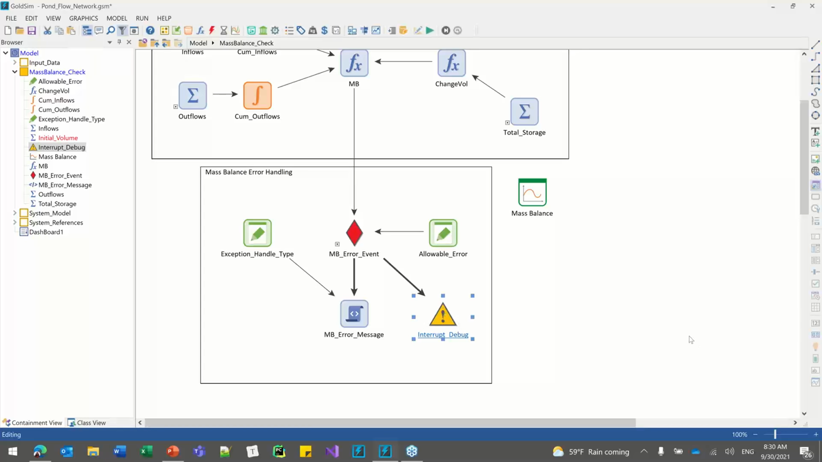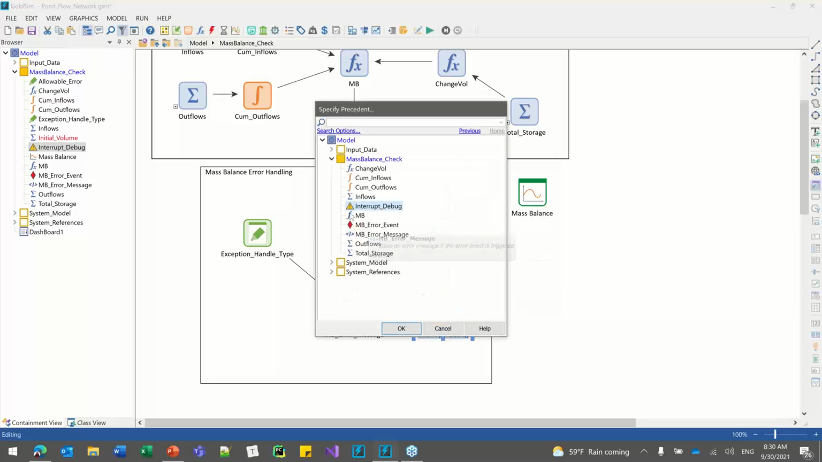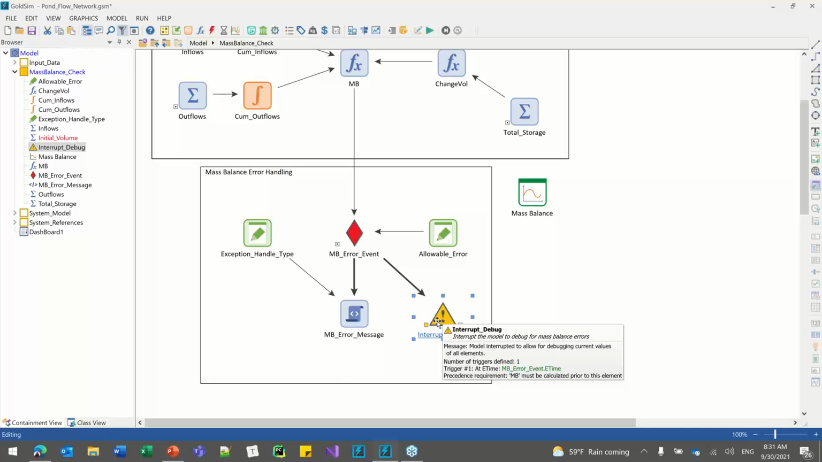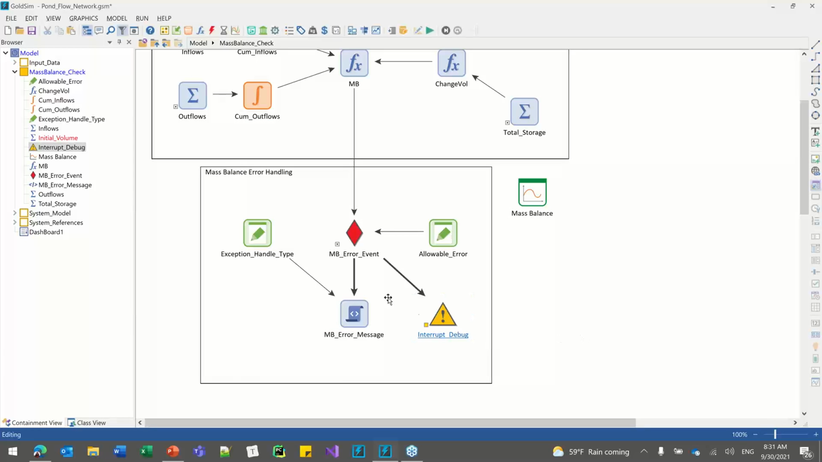So what you want to do is highlight the element, right-click and select Specify Precedent, and then go find the element that you found in the list. Make sure that you specify that element as a precedent to this one, and then that will force this element to be after the one that you select. After doing that, when your model interrupts, then the other elements that you want to see the outputs of will already have been updated prior to the point at which this is updated.